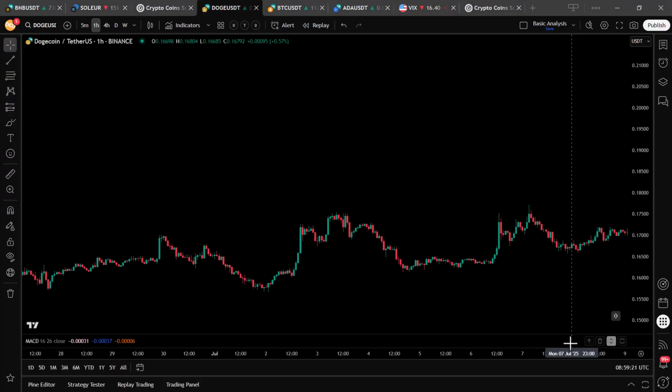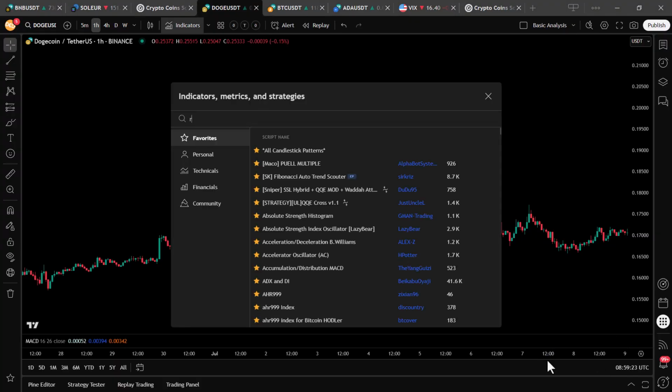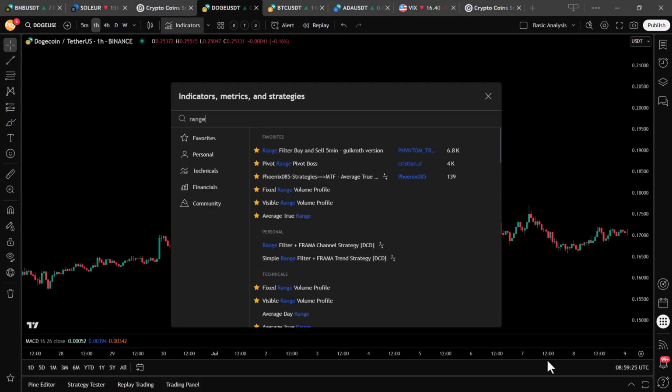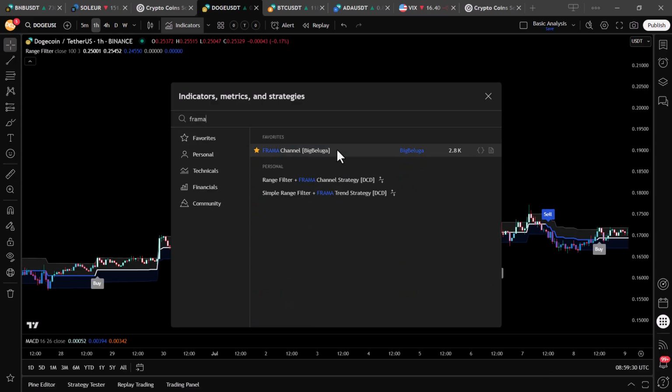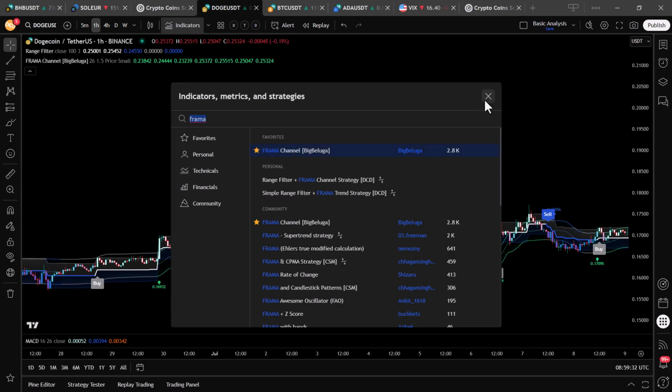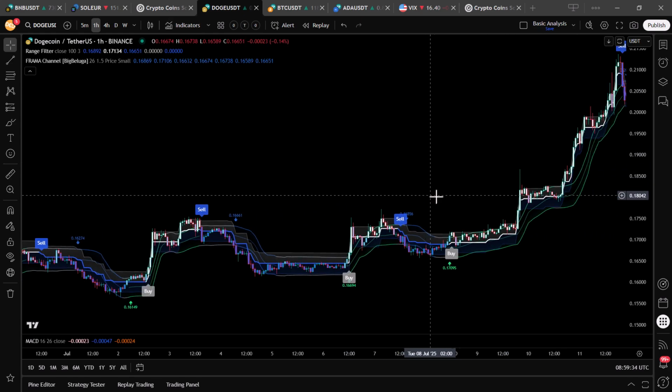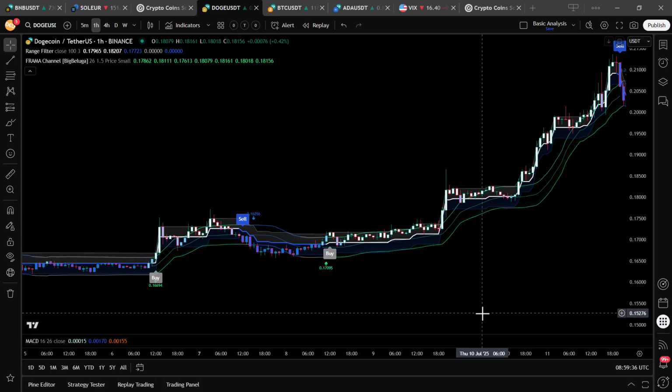This strategy uses two indicators, the range filter buy and sell and the Frama channel. For this strategy, both indicators will keep their default settings. The strategy is supposed to be a scalping strategy for lower time frames and trades both long and short. And the trading rules are very simple to follow.